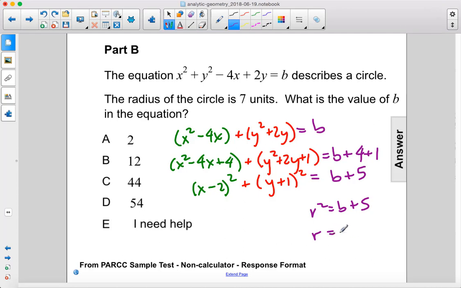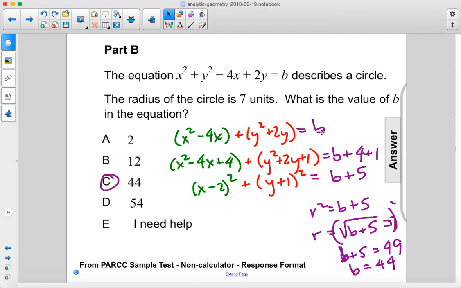Therefore, the radius equals the square root of b plus 5. And we know that this equals 7. Let's square the whole thing. So we get b plus 5 equals 49. So b equals 44. So the answer is C.